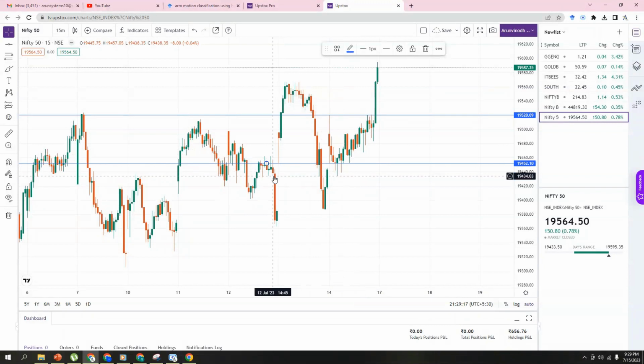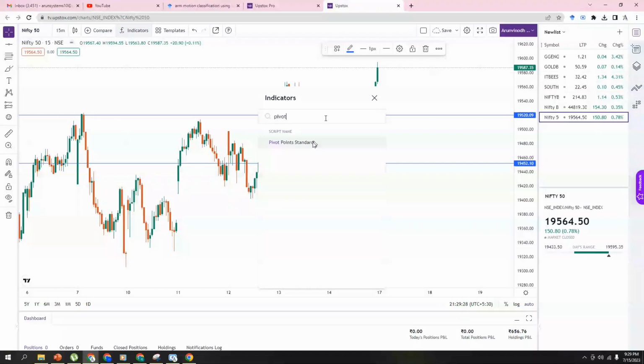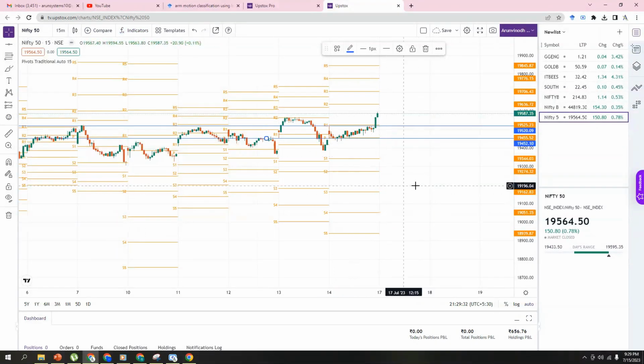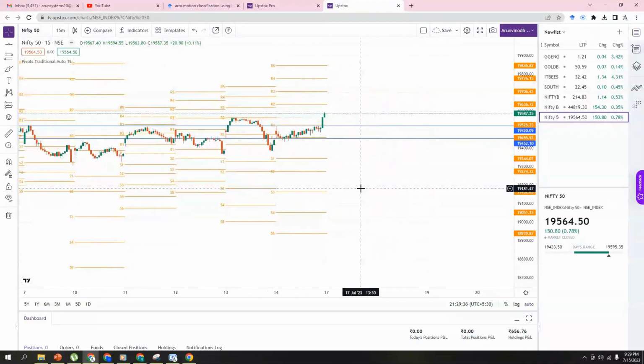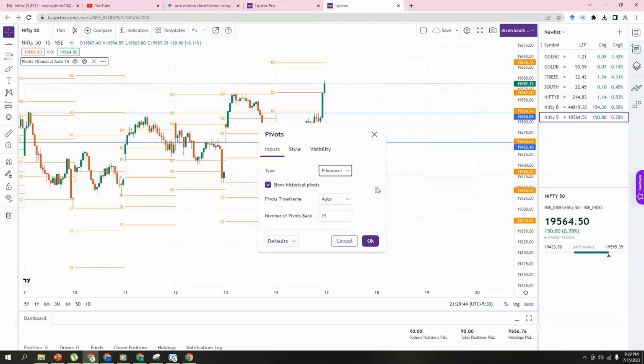Fine. Now how to find the targets? Here you have these indicators. So go here and just type pivot. Pivot point standard, so click this pivot point standard. Go to the settings here, the pivots, and here just type Fibonacci.